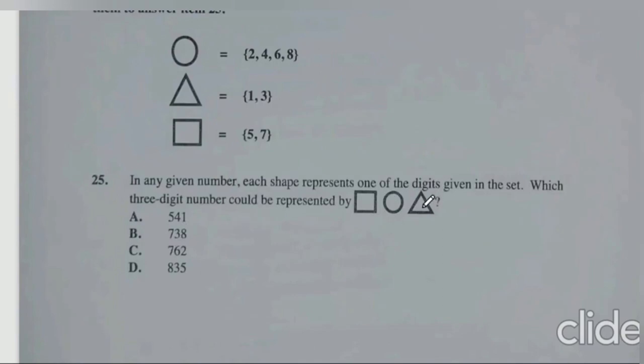But let's go to the triangle to make sure. So the triangle has 2, 4, 6, 8. So that means it will have to be 7, 3, and then either 2, 4, 6, or 8. And we have 8 here. So B will be the correct answer.